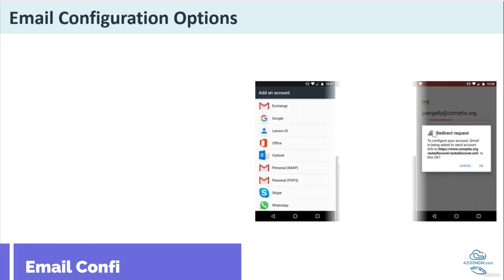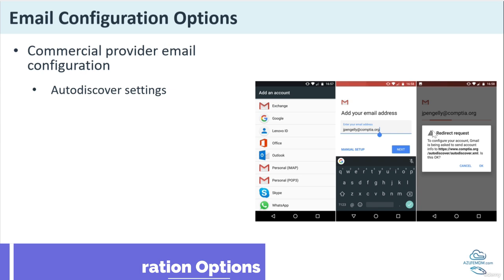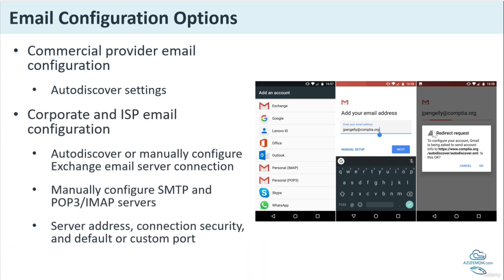Email configuration options: commercial provider email configuration, and corporate and ISP email. I'll let you know. If you want to configure your email on your phone, you just have to go to the email account. If you have a Gmail, you just have to click on Gmail. You have to enter your email ID, click on next. Then you have to enter the password as well. Once you are done with that ID and password, your email will get configured in that device. Corporate and ISP email configuration.